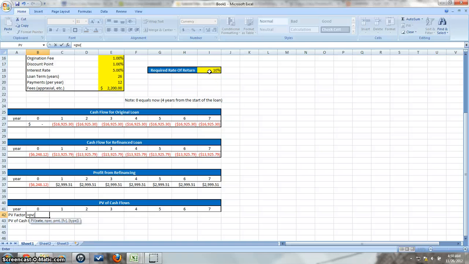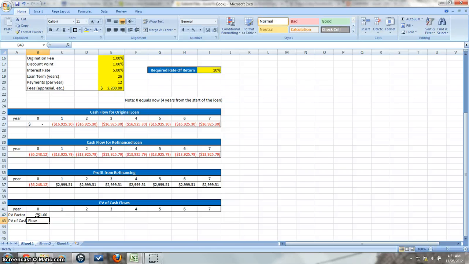Present value factor equals present value, rate, and we'll make that absolute value. Number of periods 0, we'll reference the above. And the payment 0. Future value -1. Enter.